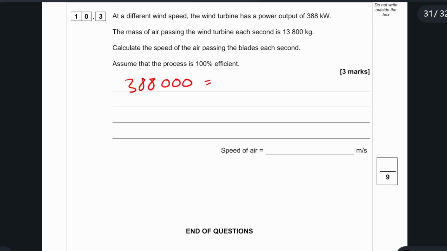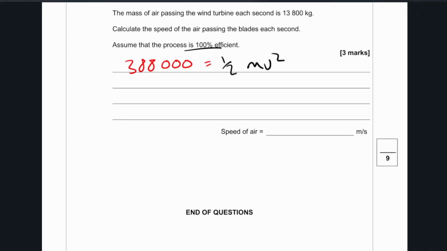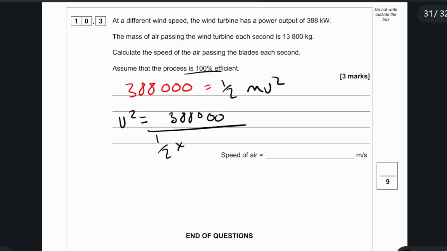And this is basically equal to the kinetic energy that is transferred, right? Because we've assumed this process is 100% efficient, that means that all of the kinetic energy was transferred to the power output of the wind turbine itself. So we can equate this to half mv squared, where this is the kinetic energy of the air passing through it. And so then we can work out v squared here. So v squared is going to be equal to 388,000 divided by a half multiplied by the mass, and the mass is given to us as 13,800 kilograms per second, and so we can just plug that in.